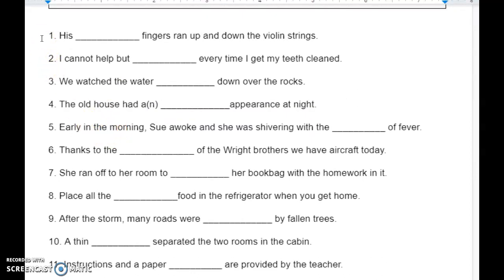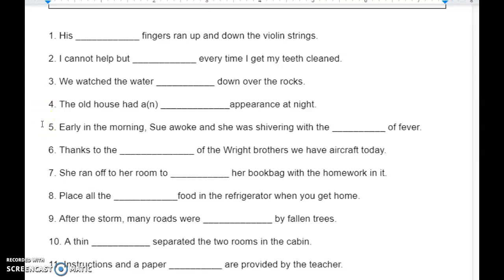Number 1, his blank fingers ran up and down the violin strings. 2, I cannot help but blank every time I get my teeth cleaned. 3, we watched the water blank down over the rocks. 4, the old house has had a blank appearance at night.